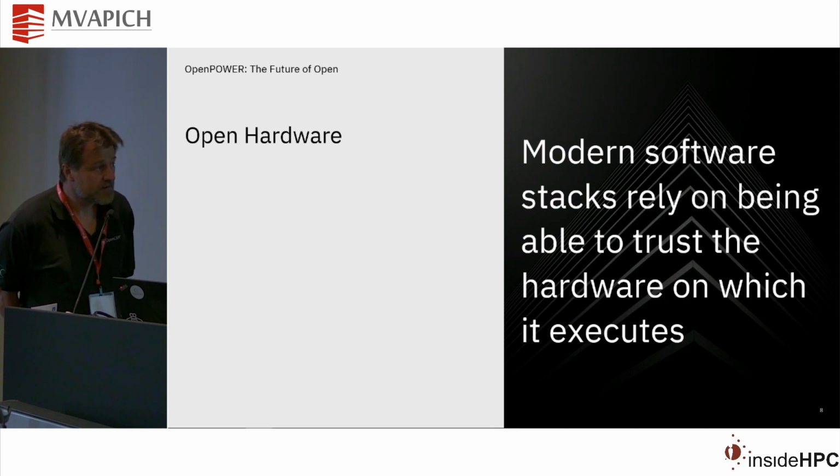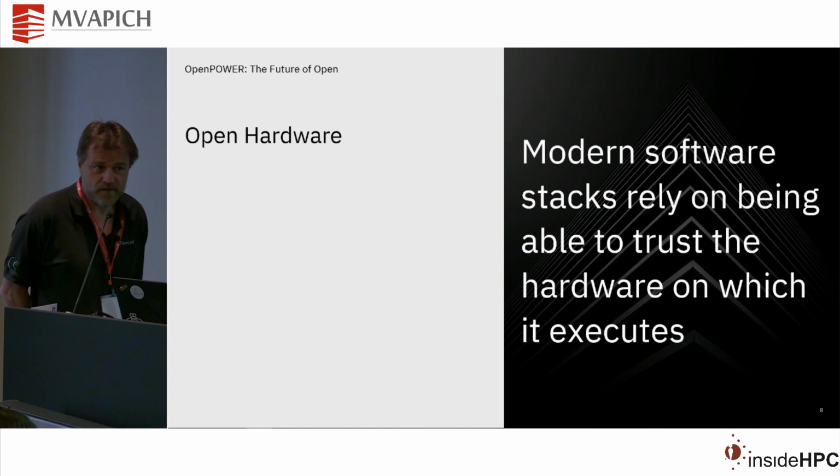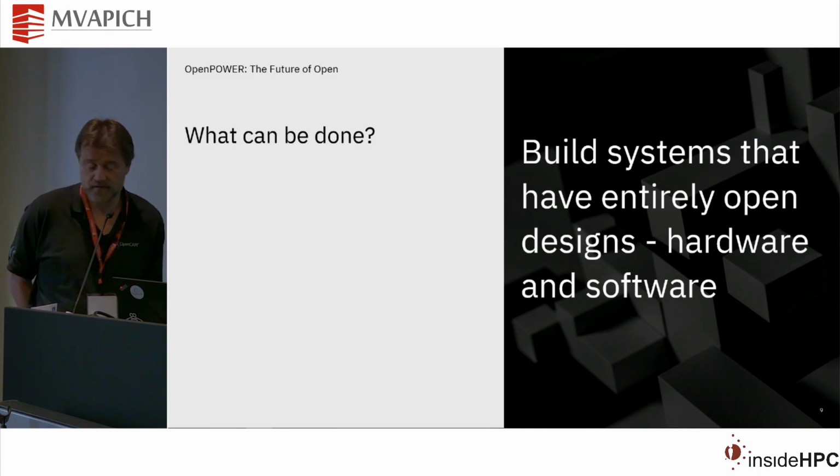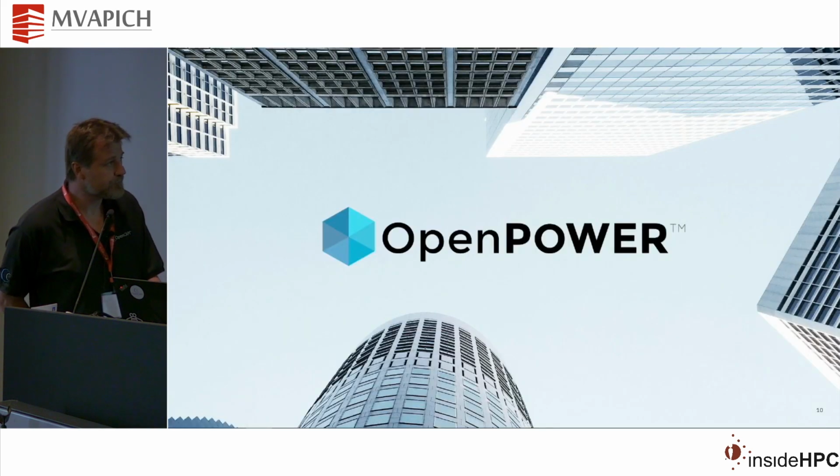Modern software stacks rely on being able to trust the hardware on which they execute. We have faith that the components we are using and the hardware layers we have been offered are not opening doors in our back. So this is also something that pushes us to know as much as we can about what's happening on the hardware side. So what can be done? We want to build systems that are entirely open designs, on the hardware side as well as on the software side.